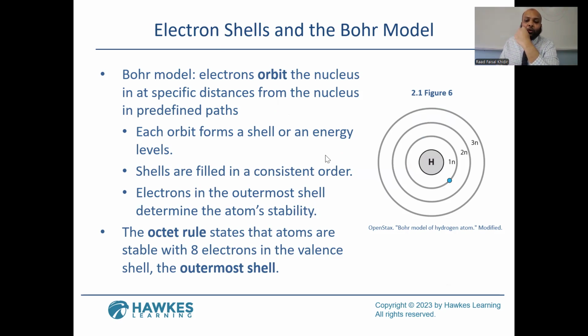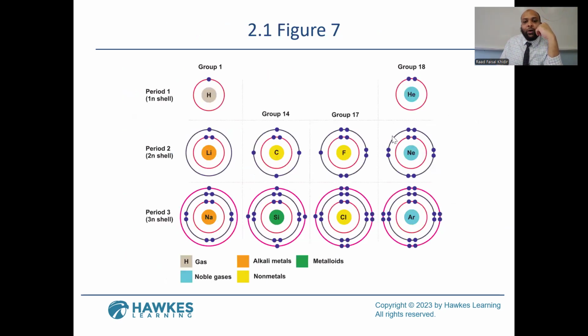Each orbit forms a shell or an energy level, and shells are filled in a consistent order. Electrons in the outermost shell determine the atom's stability. This rule, the octet rule, states that atoms are stable with 8 electrons in the valence shell. So they are stable when they have 8 electrons in the outermost shell.